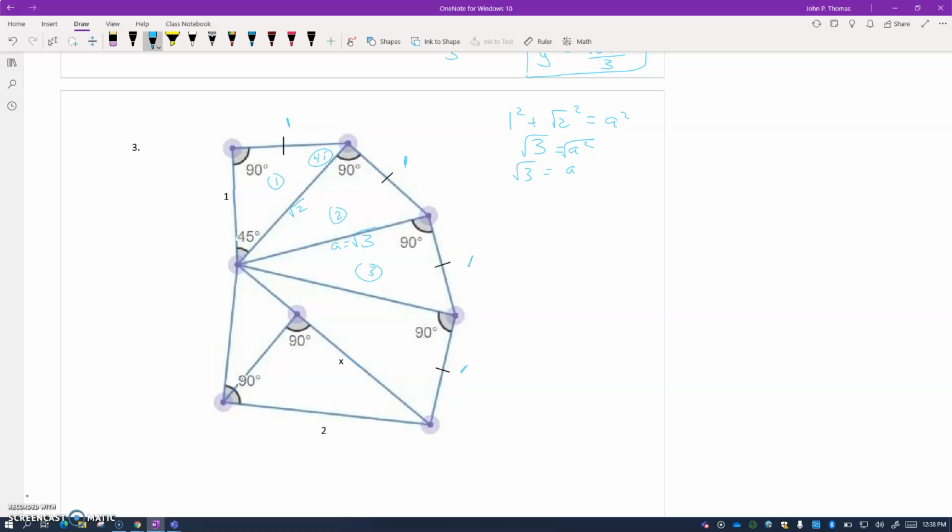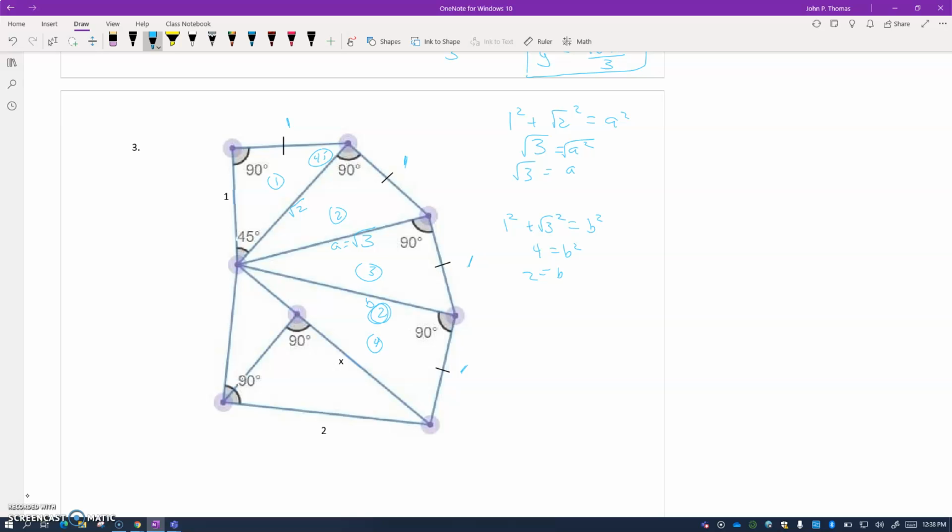In triangle 3, I've got a right triangle again. So I'm going to do Pythagorean theorem. 1 squared plus root 3 squared equals, I'll call it B this time, equals B squared. That's going to be 1 plus 3 or 4 equals B squared, so B is 2. All right, so now I've got a 2 on this side, and now I'm going to move into triangle 4.